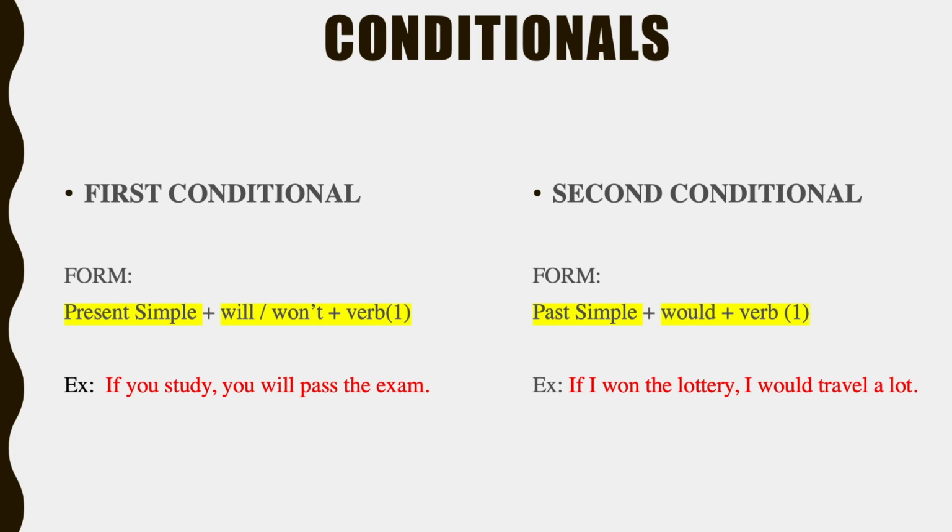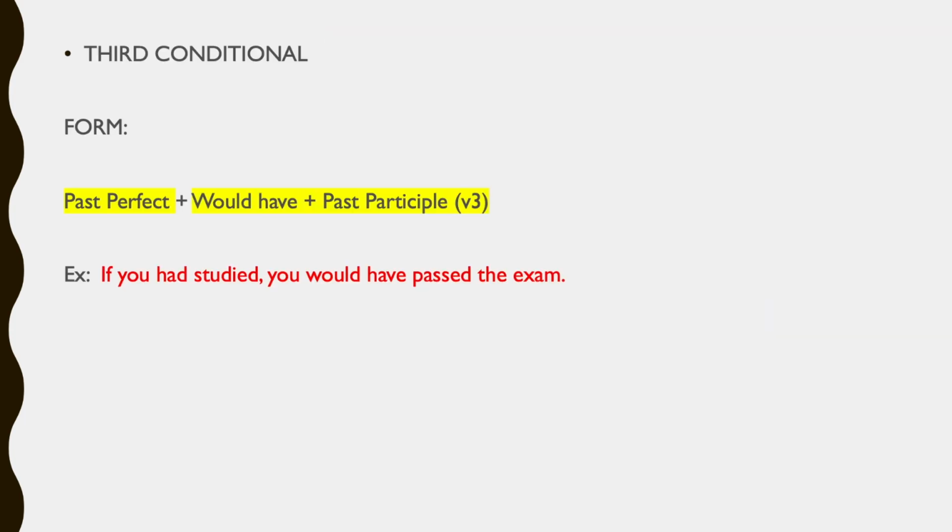For second conditional, the form is past simple with would and verb 1. As an example, if I won the lottery, I would travel a lot. Okay, now if you just go to page, which one? Unit 4, page 40, you will see that it is written.